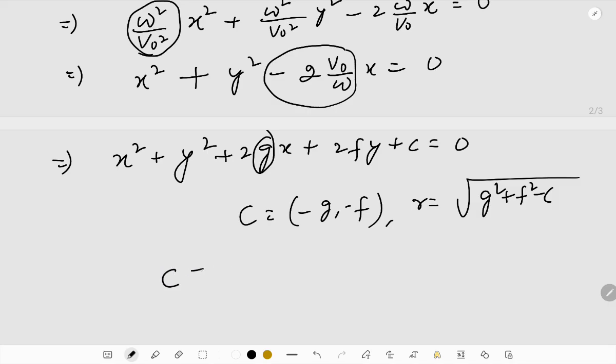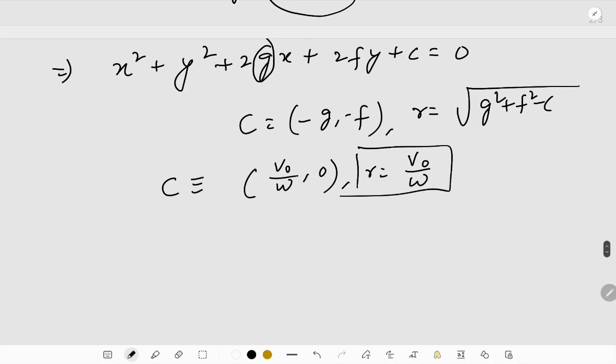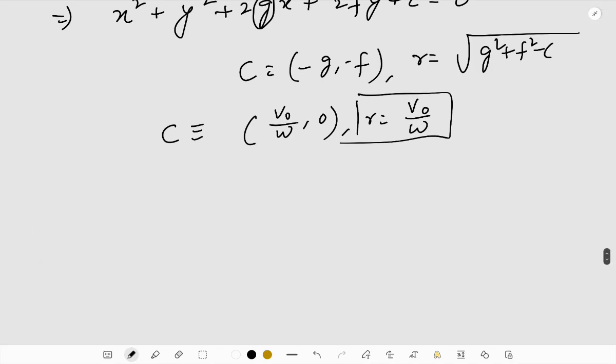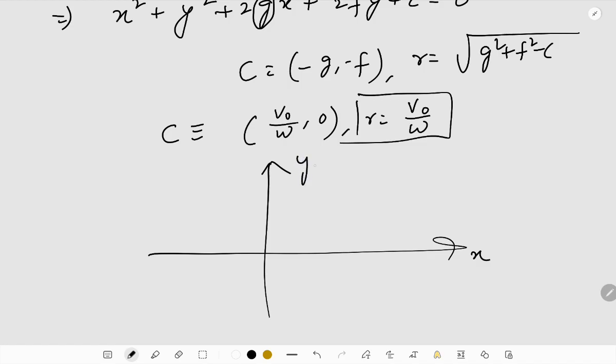Compare these two equations so that g becomes minus v naught by omega. So the center of the circle, minus g, is v naught by omega, 0, since f is equal to 0, and the radius is simply under root g square, that is v naught by omega. Radius of the circle is this. So you got a circular motion. Both particles are circulating.